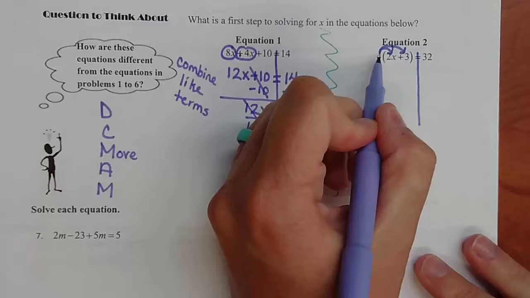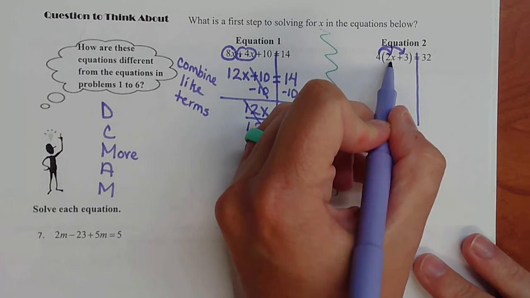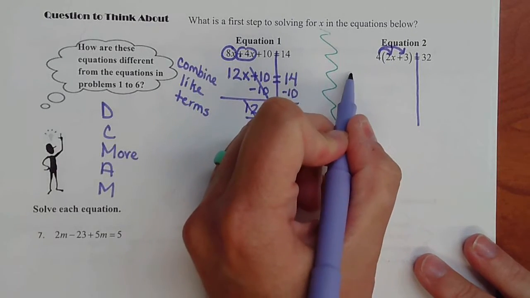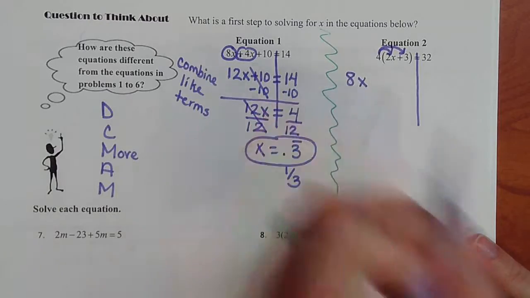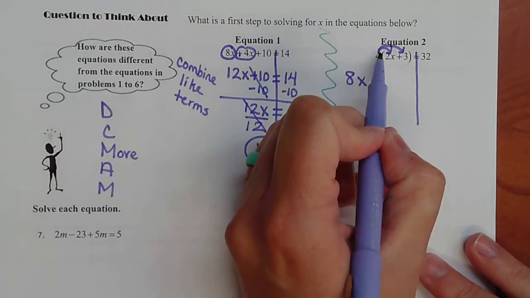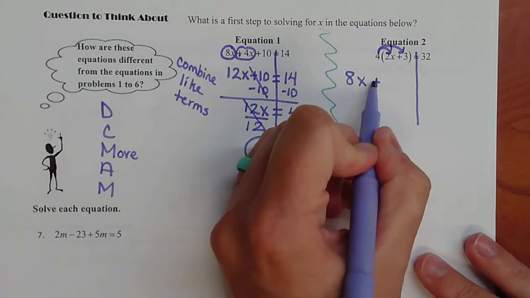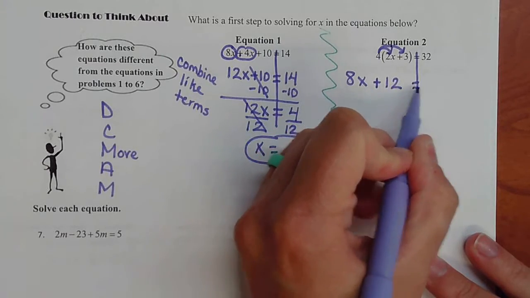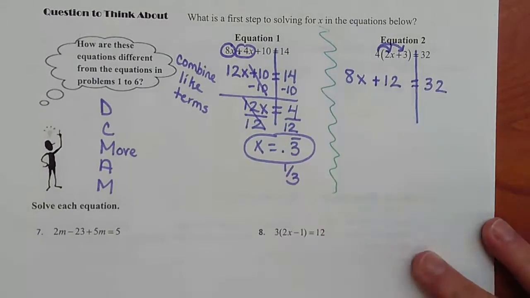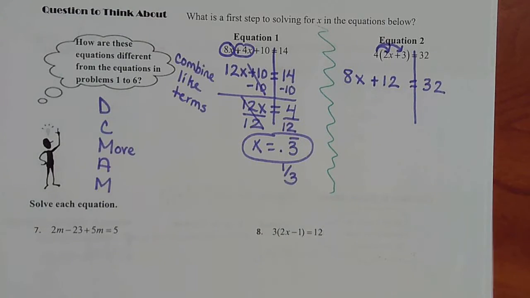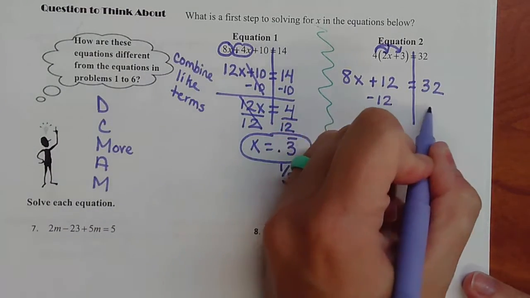So you distribute 4 times 2x. You multiply the 4 and the 2, and you get 8 and put the x on the end. 4 times 3 is 12. Bring down my equals, bring down the 32. And now, again, you're back to yesterday. So we're going to subtract 12.